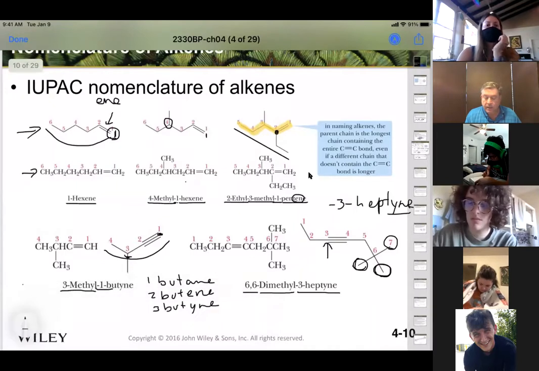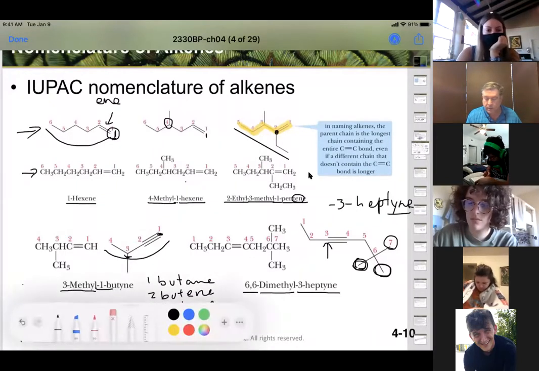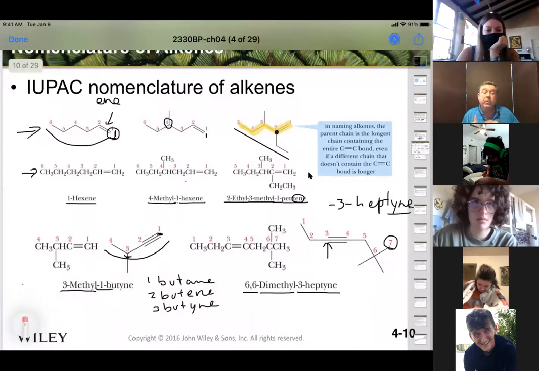And there's 2 of them, so it's 6, 6. They're both located on that 6 carbon. So it's 6, 6 dash.